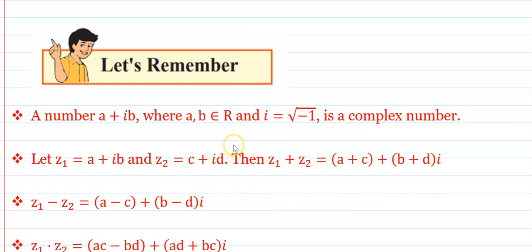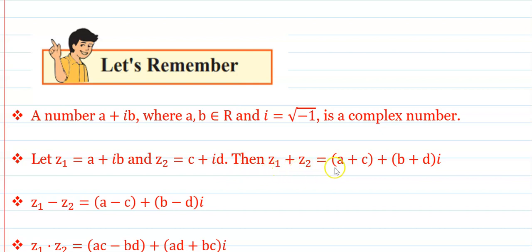But before the first question, we will revise all the important formulas. Okay, let's remember a number a plus ib, where a, b belong to R and i is equal to root of -1, is a complex number. Let z1 is equal to a plus ib, z2 is equal to c plus id. Then what is the sum z1 plus z2?